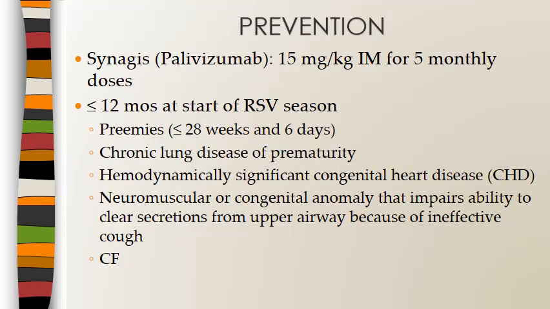So there are some high-risk groups of children who are at risk for developing severe disease if they get RSV. These are children that have been born prematurely and have chronic lung disease, which is defined as going home on oxygen. These are children who have significant heart disease. These are children who have neuromuscular or congenital anomalies that impair their ability to clear their secretions. And these are also children with cystic fibrosis.